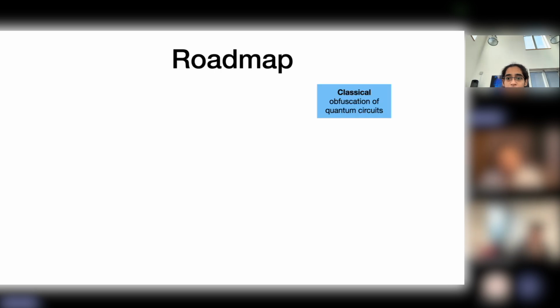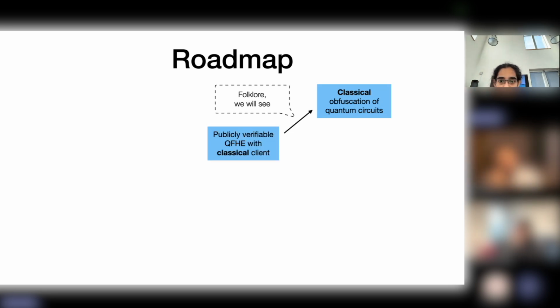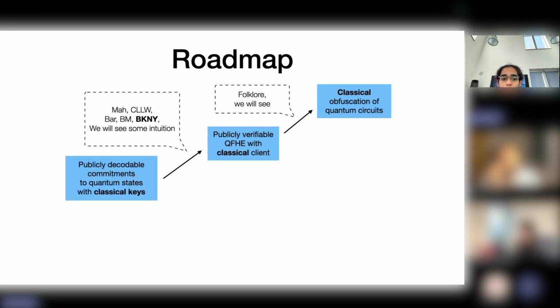Our construction has a lot of moving parts, so let me lay out a roadmap that will hopefully make it easier to follow. Our goal is to obfuscate quantum circuits with a classical obfuscating algorithm. And as our title says, we do this by constructing a publicly verifiable QFHE. This transformation is kind of folklore even in the classical crypto literature, and I'll show you effectively what this is. And then it turns out that to build this publicly verifiable QFHE scheme, what you need is this other object called publicly decodable commitments to quantum states, with classical keys. That's a mouthful. I'll explain it when we get to it.